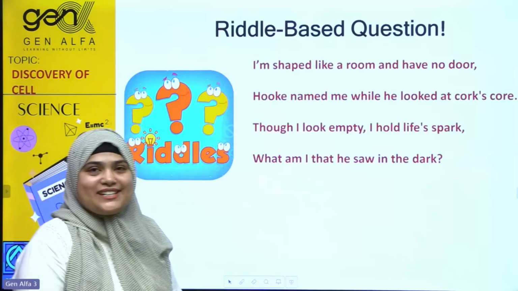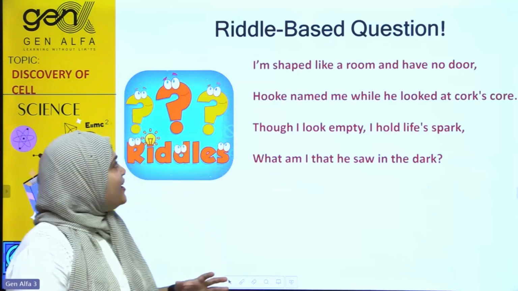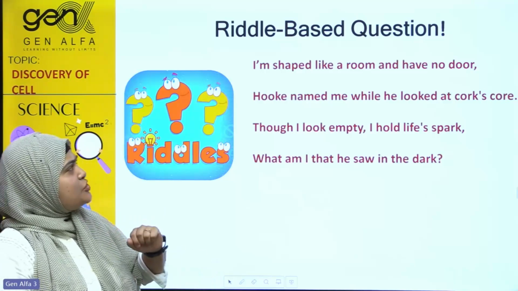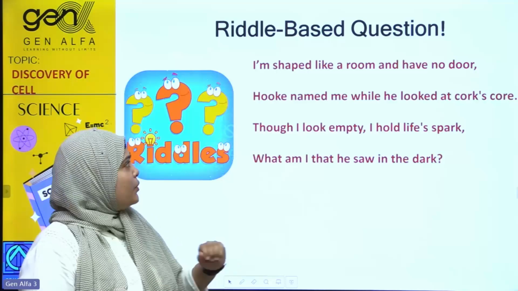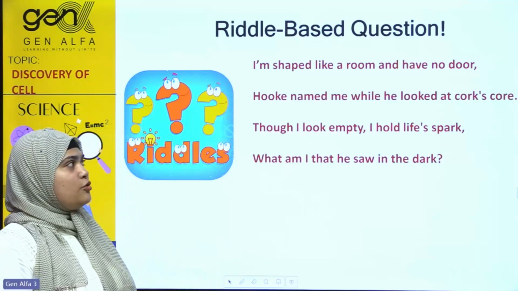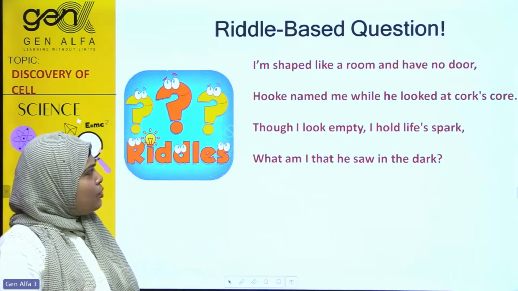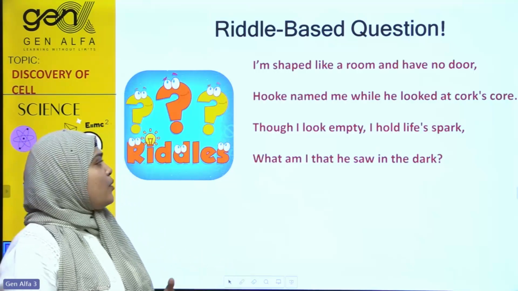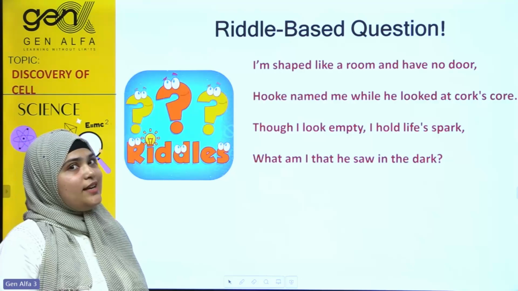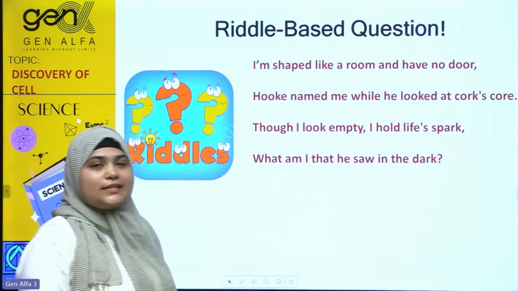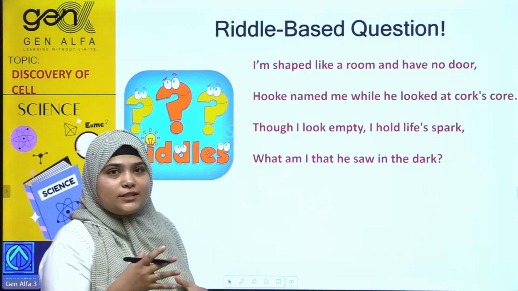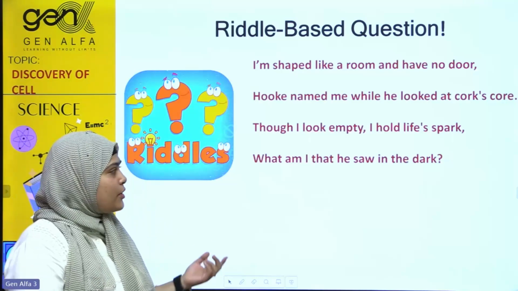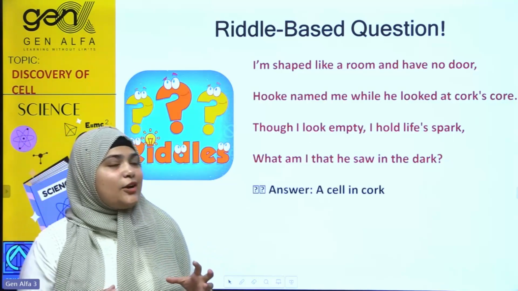Next question. Again, a mystery question, like the one we discussed yesterday. Okay, there's another mystery in front of you. Look at the statements. I'm shaped like a room and have no door. Hooke named me while he looked at cork's core. Though I look empty, I hold life's spark. What am I that he saw in the dark? What he saw inside the microscope when he was studying the slice of cork: small room-like structures. So what is the structure? A cell in the cork.